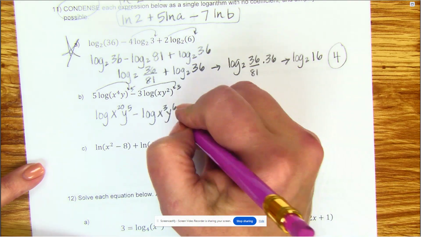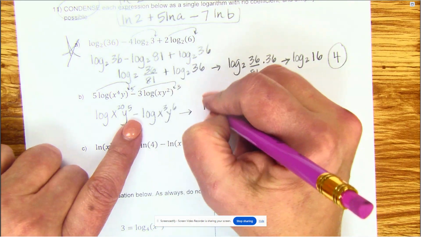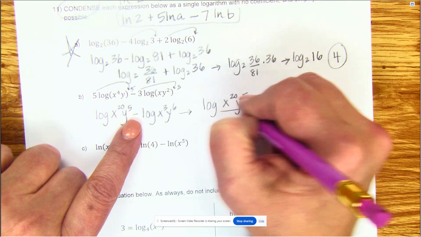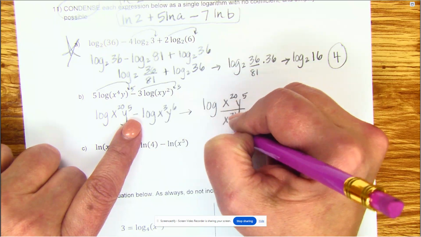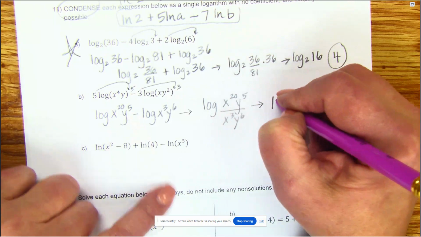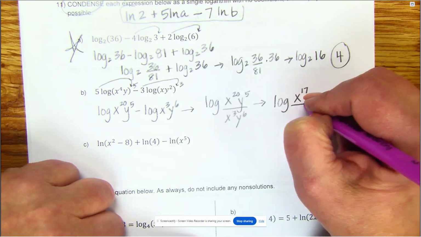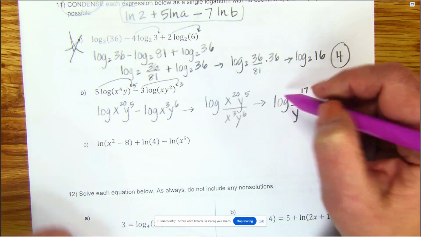I can condense two logs that are being subtracted by division. So now I have x to the 20th, y to the fifth, all over x to the third, y to the sixth. I'm going to clean up my exponents. There's 17 more x's on top and one more x on the bottom.